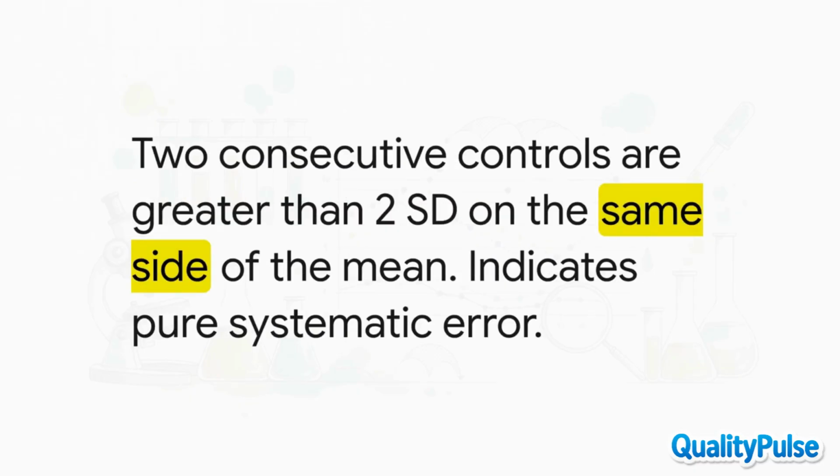Okay, let's look at the 2-2s rule. This triggers when 2 consecutive control results fall greater than 2 SD on the exact same side of the mean. This one identifies pure systematic error. It's essentially warning you of a systemic bias affecting your testing curve. And your required action here? You guessed it, reject the run.